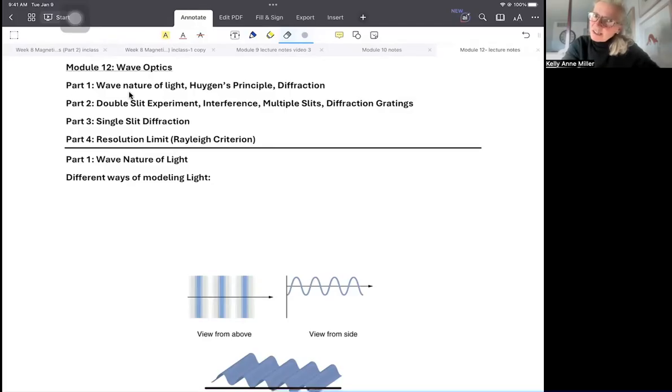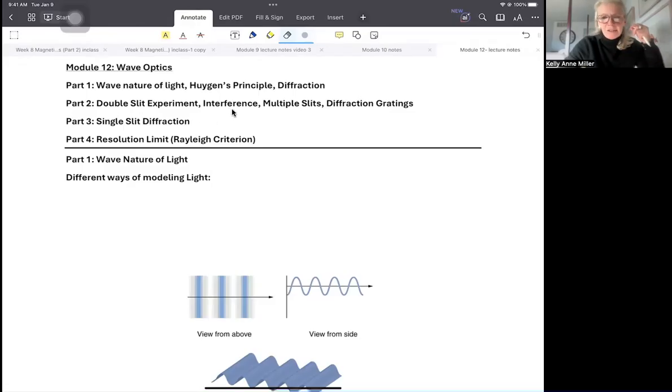Part one is building on the idea that we started talking about last week: what is light, and how do we model it as a wave as opposed to a particle. When we talked about ray optics, we were of course talking about light as a wave as well, but we were simplifying it by drawing it as a straight line. So we'll build on that idea. I'll talk more about the wave nature of light, something called Huygens' principle, and then we'll revisit the ideas of diffraction and refraction.